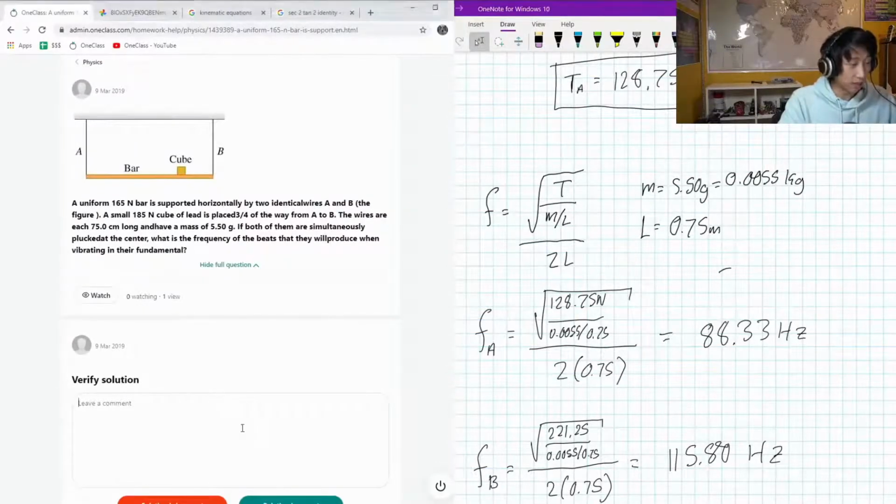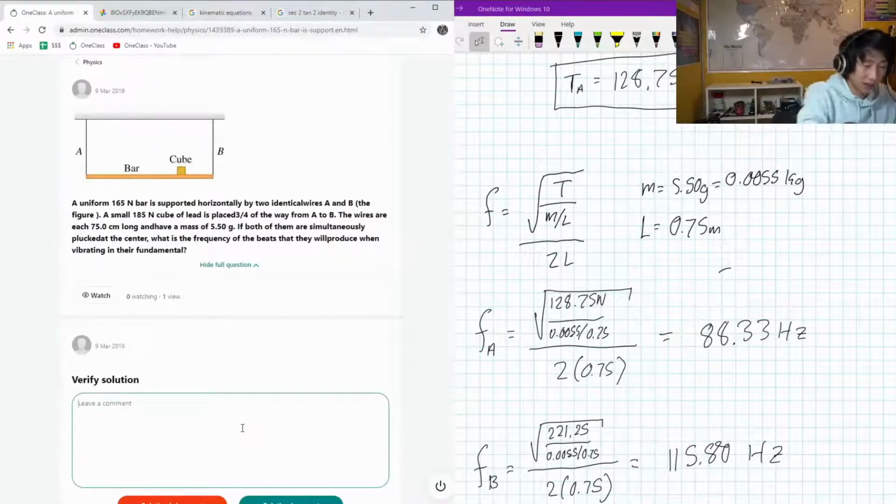They're fundamental. Okay, awesome. So we don't really have a solution here, so missing solution. A is 88 hertz. B is 115.6 hertz.